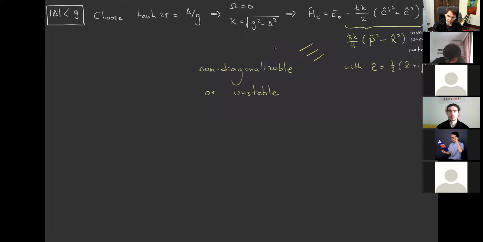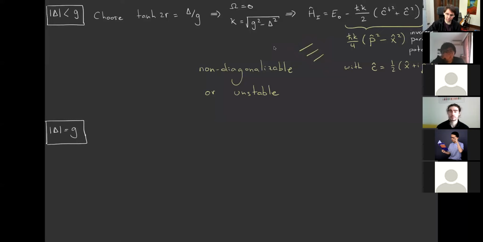Then you can ask me what happens when we are, because we have checked what happens when delta is larger than G, when delta is smaller than G, but what happens exactly at the boundary? So what happens when delta is exactly equal to G? So when the down conversion rate and the detuning are kind of equilibrated.